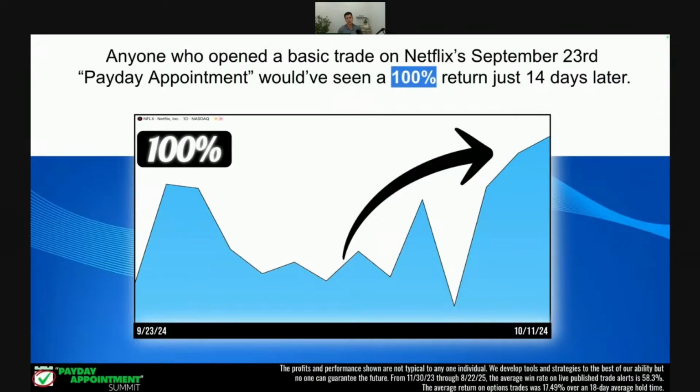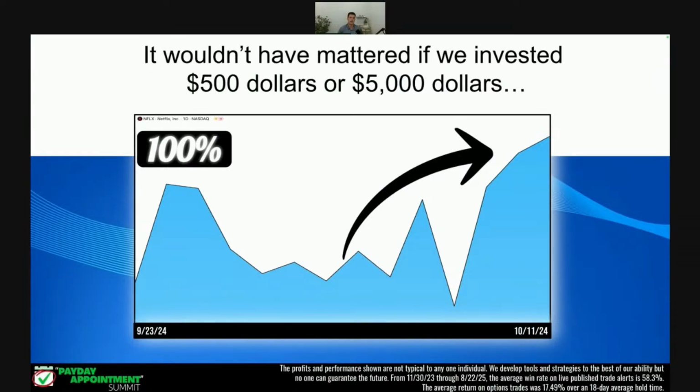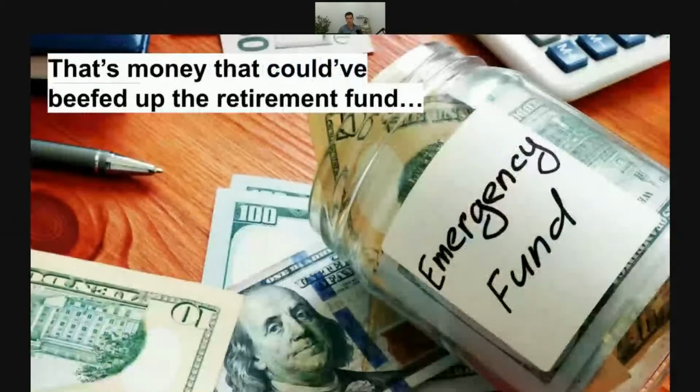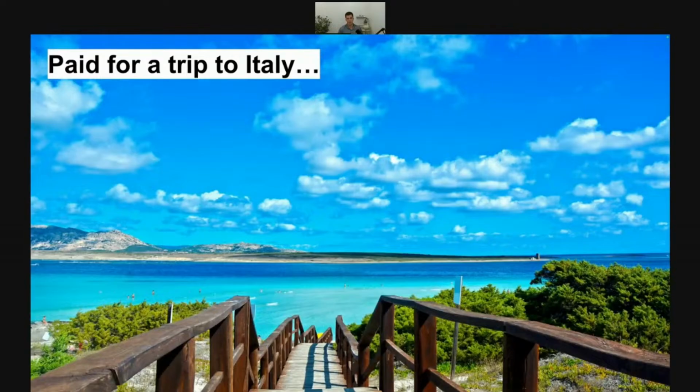And anyone who opened a basic options trade on Netflix's September 23rd payday appointment would have gotten 100% in just 14 days. It wouldn't have mattered if you started with $500 or $5,000. It would have doubled that investment just 2 weeks later. Now, that's money that could have beefed up the retirement fund, maybe help cover the cost for a trip to wherever you'd like to go.